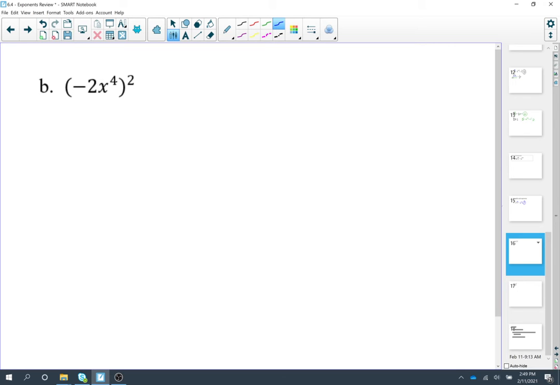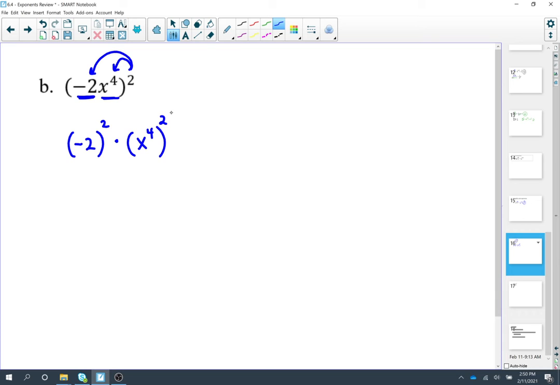Letter B. This time, do you notice inside your parentheses, you actually have a -2 and an x to the 4th. There's two separate terms in there, or two separate variables, or a variable and a coefficient. So when we distribute this 2, we actually have to distribute it to both. We have to give it to the -2 as a power, and we have to give it to the x to the 4th. One way to look at that is you're taking the -2 to the power of 2 times the x to the 4th to the power of 2.